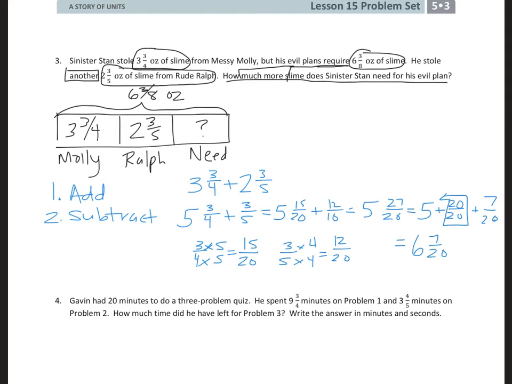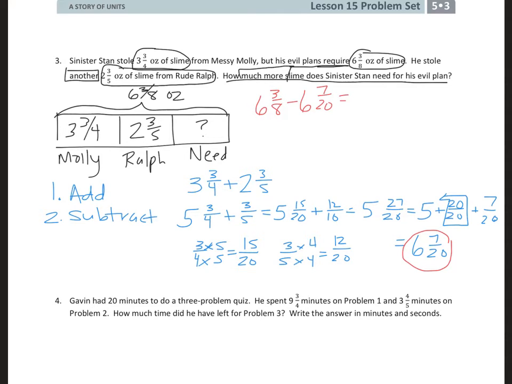So now what I need to do is take my answer of 6 7/20 and subtract it from the whole. This is the whole right here, 6 3/8. So technically 6 3/8 is larger than 6 7/20.